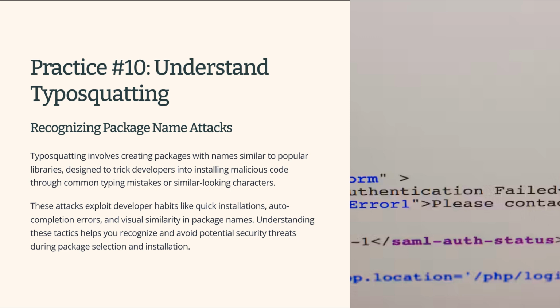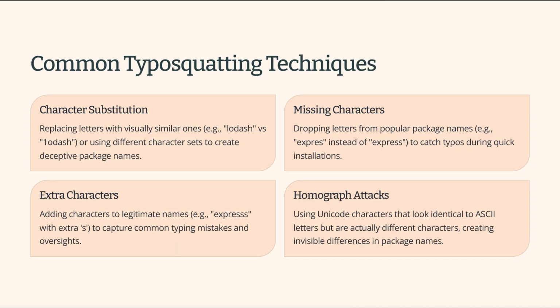Next, we'll explore some common typo squatting techniques, including character substitution, where letters are replaced with visually similar ones. Understanding these strategies is vital for maintaining the integrity of your code and ensuring a secure development environment. As we transition from our previous discussion about understanding typo squatting, let's delve into some common techniques that attackers use. One prevalent method is character substitution, where attackers replace letters with visually similar ones. For example, Lodash might be misspelled as 1odash, tricking users into downloading malicious packages.